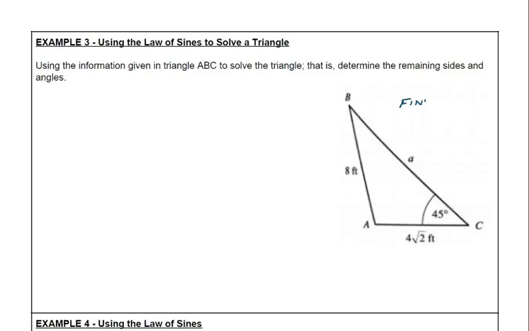So for our next example, we want to use the law of sines to solve a triangle. So what that means to solve a triangle is basically find all the missing information. So if you look at the triangle here, we have 8 feet as one side length, 4 root 2 feet as another side length, and we have an angle of 45 degrees, which is not in between my two sides. So if you think back to geometry, this would be what we call an SSA triangle in terms of this information that we're given. 2 sides and an angle that's not in between them.